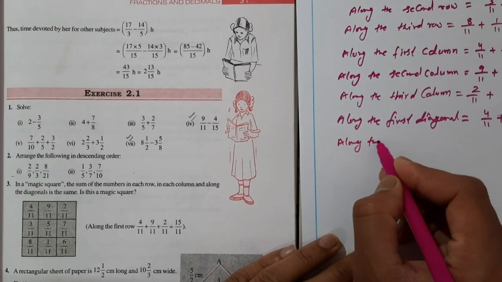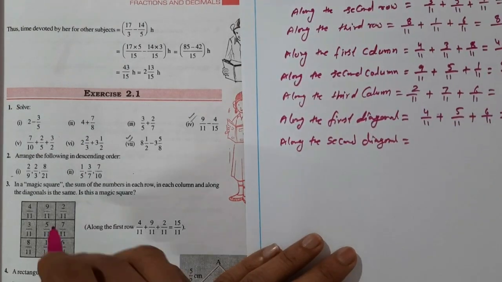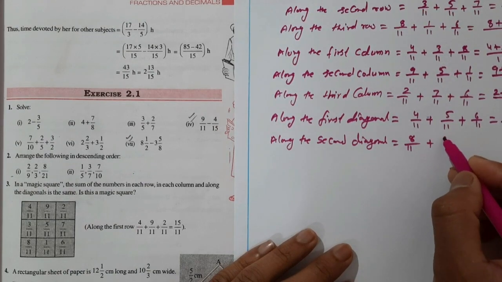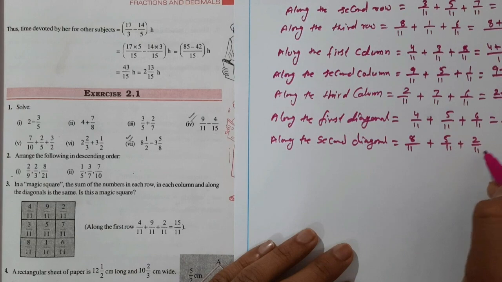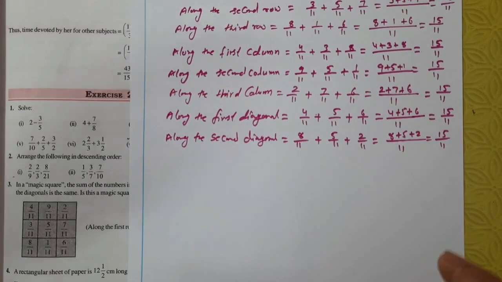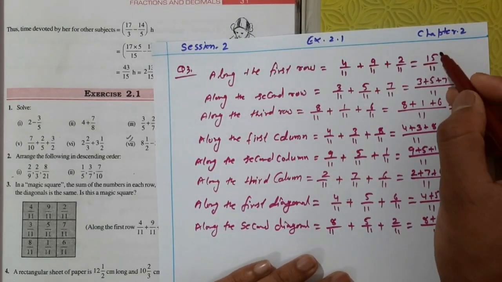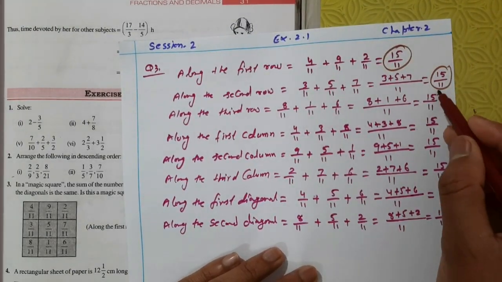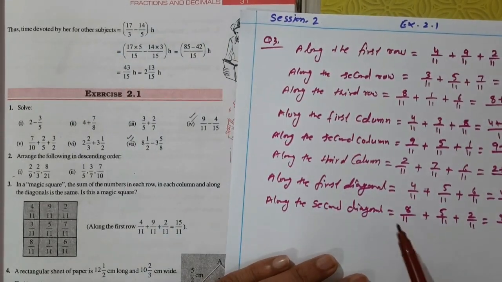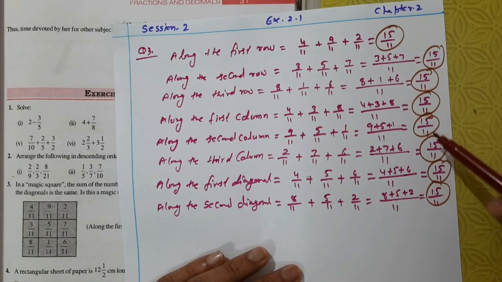Next, along the second diagonal, equal to, the second diagonal, this one. So 8 upon 11 plus 5 upon 11 plus 2 upon 11. Now 11, 8 plus 5 plus 2 equal to 15 upon 11. Now we can check here: 15 upon 11, 15 upon 11, 15 upon 11. Here the sum of each row, each column and each diagonal is 15 upon 11.